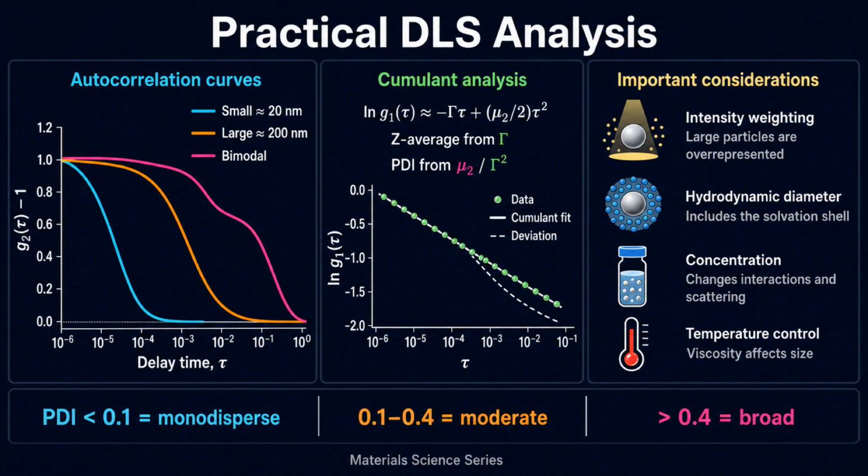DLS is best for routine quality control of colloidal samples and comparing batches. For absolute size, TEM is more reliable. DLS excels at detecting aggregation, as even small amounts of aggregates are immediately visible in the correlation function.